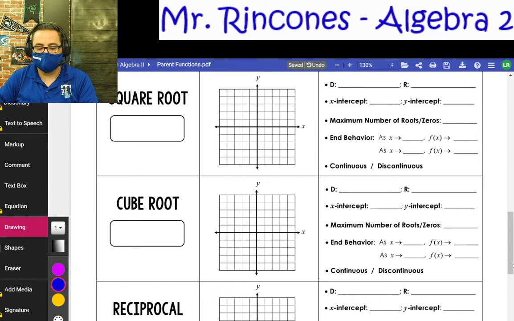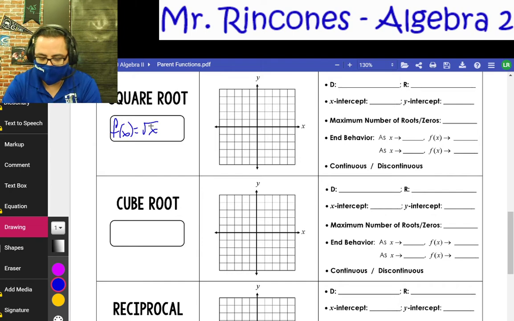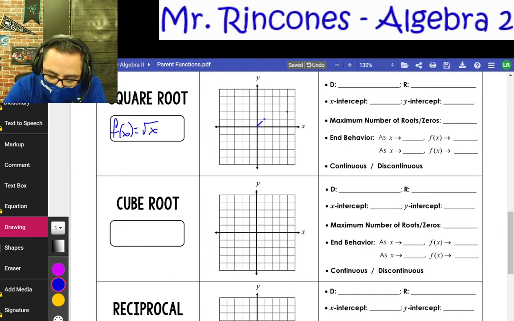Next up is the square root. I'm sure you've seen these before, but you may not recall what the graph looks like, right? So the square root, what is that? Well, f of x is equal to the square root of x. At 0, it's 0. At 1, it is 1. Let's see. Well, I know at 4 is going to be 2, right? So 1, 2, 3, 4. Y is 2. Square root of 4 is 2. So this one looks like this.